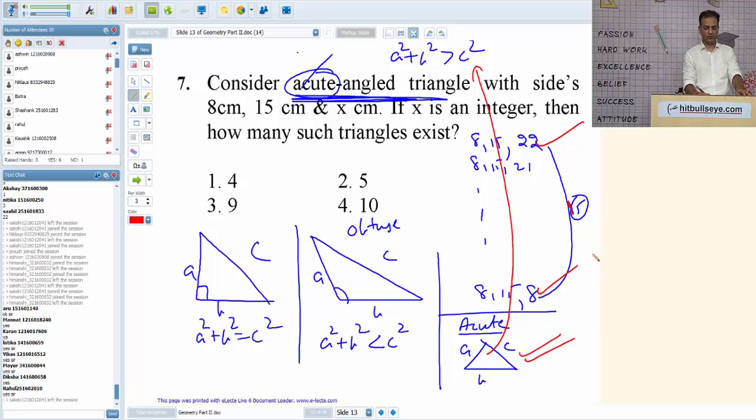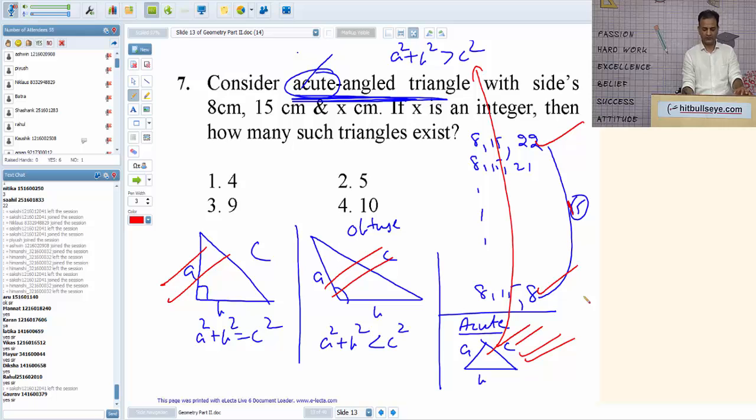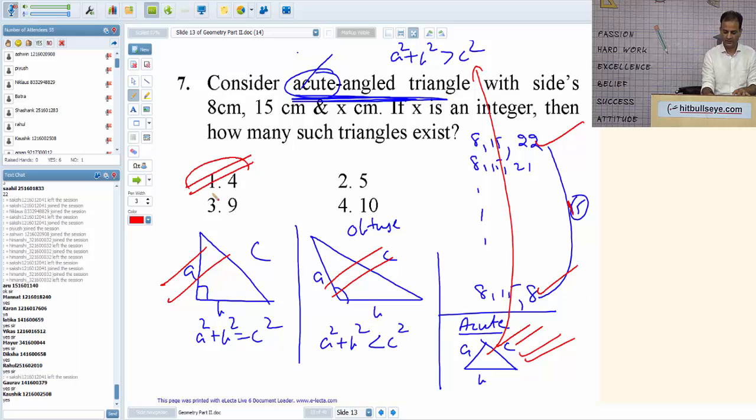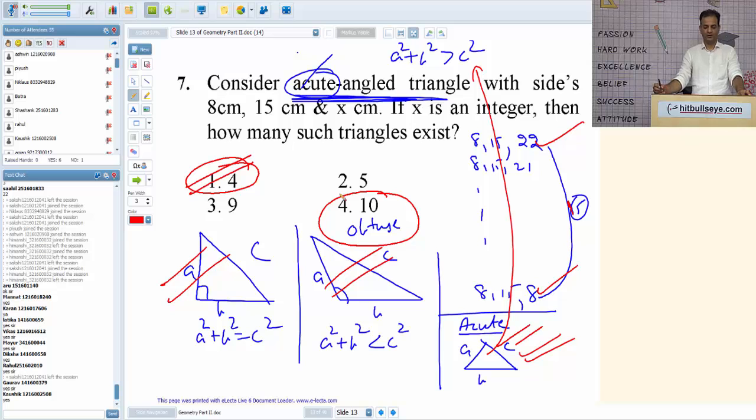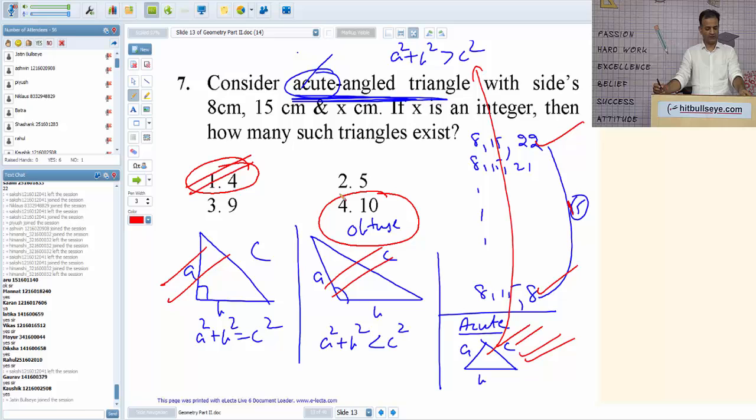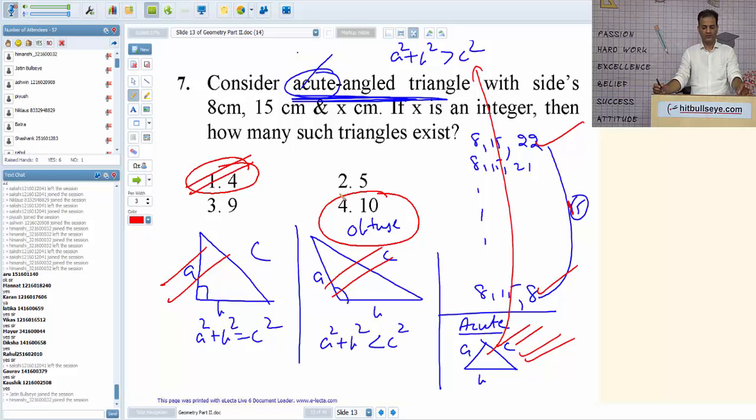I think that these 3 properties are clear to everyone: obtuse, acute and right angle triangle. So the answer for this question is the first option, 4 acute right angle triangles. 10 is for obtuse. Those who have not solved it with the obtuse, try to solve it on your own by applying this condition: a square plus b square should be less than c square.